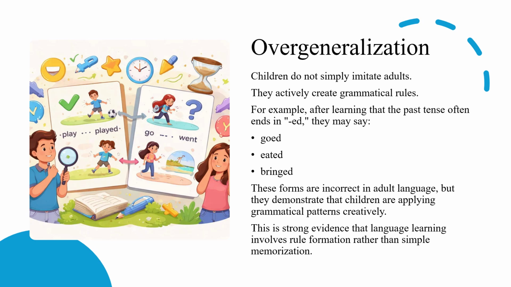Now, what is overgeneralization? Children do not simply imitate adults. They are actively creating grammatical rules. For example, after they have learned that the past tense often ends in ed, they may say goed, eated, bringed. So they are creatively applying one rule to all the grammatical forms. This is strong evidence that language learning involves rule formation rather than simple memorization.